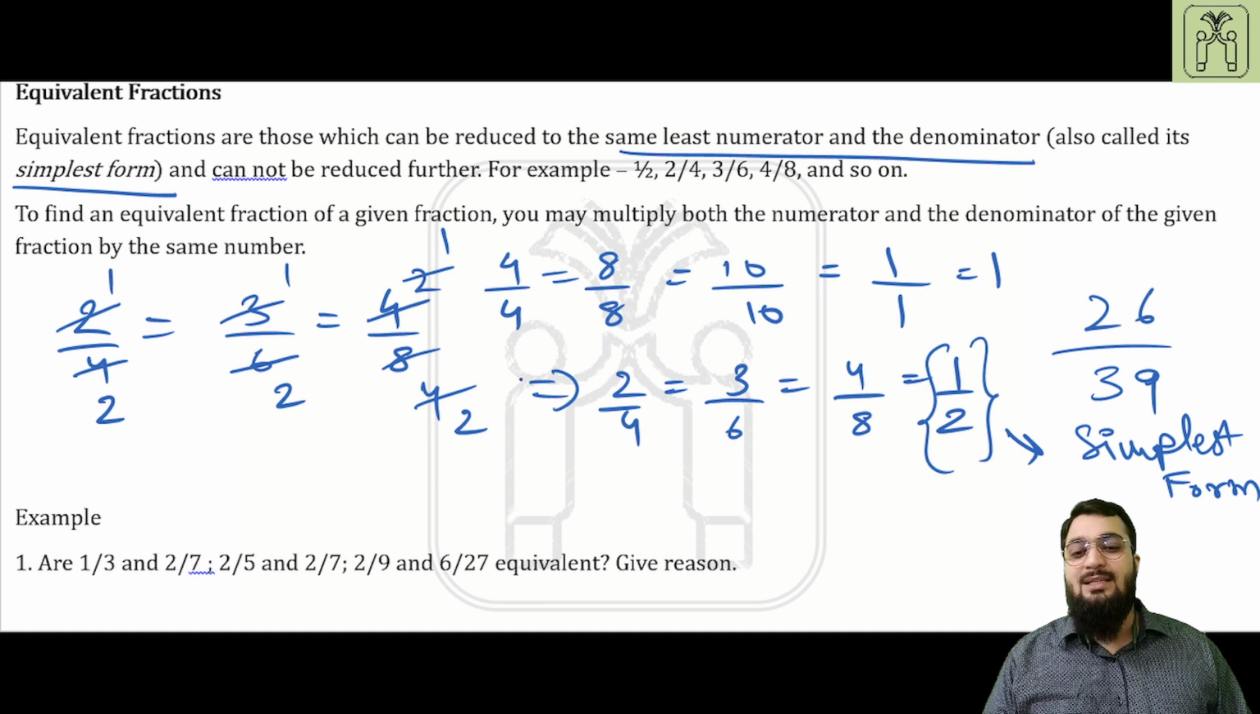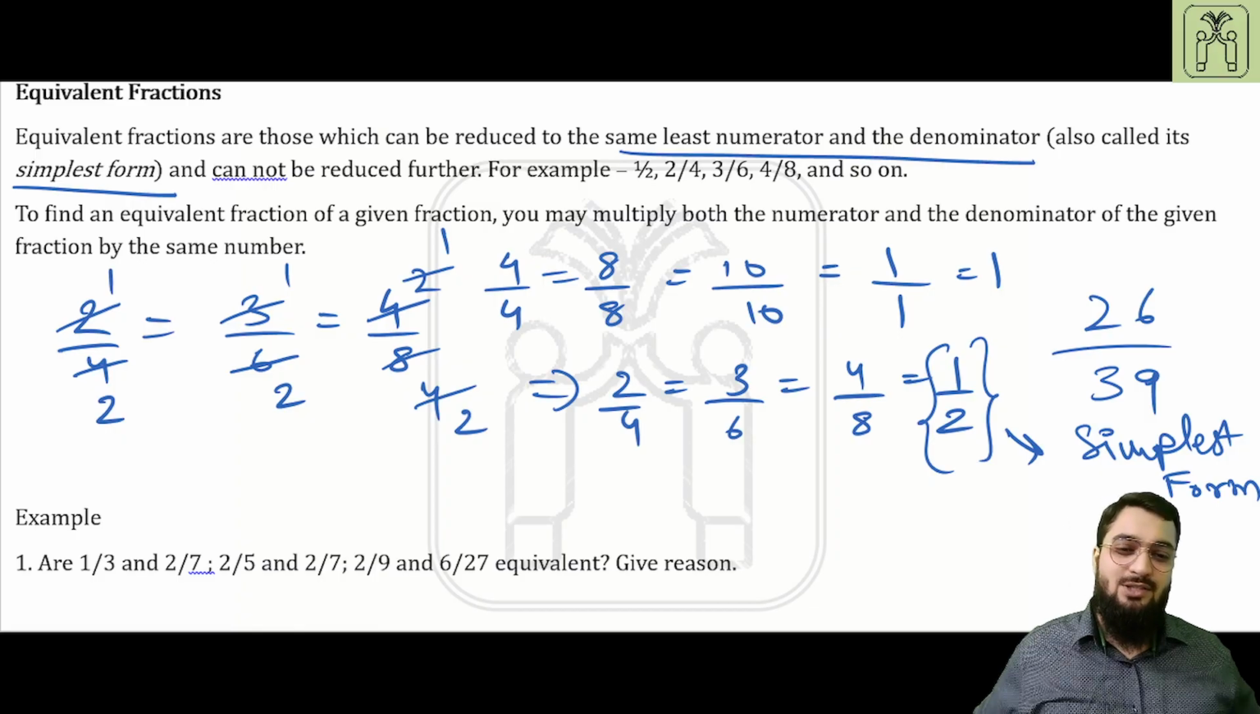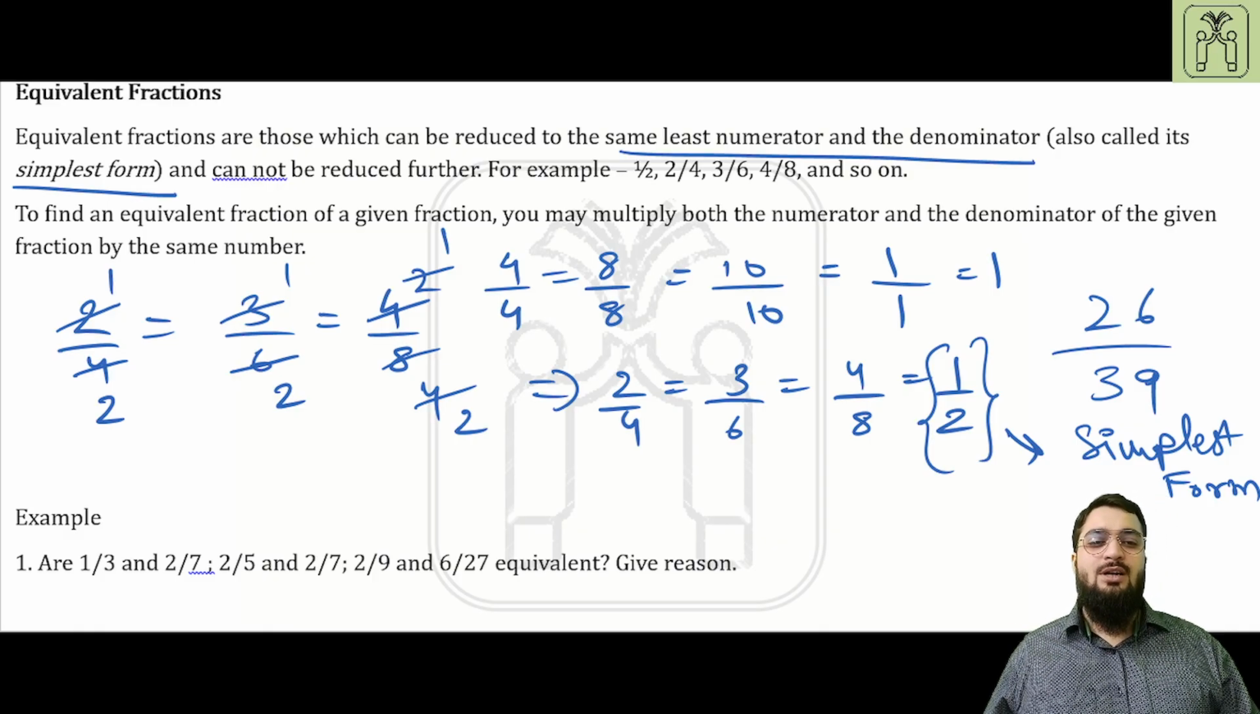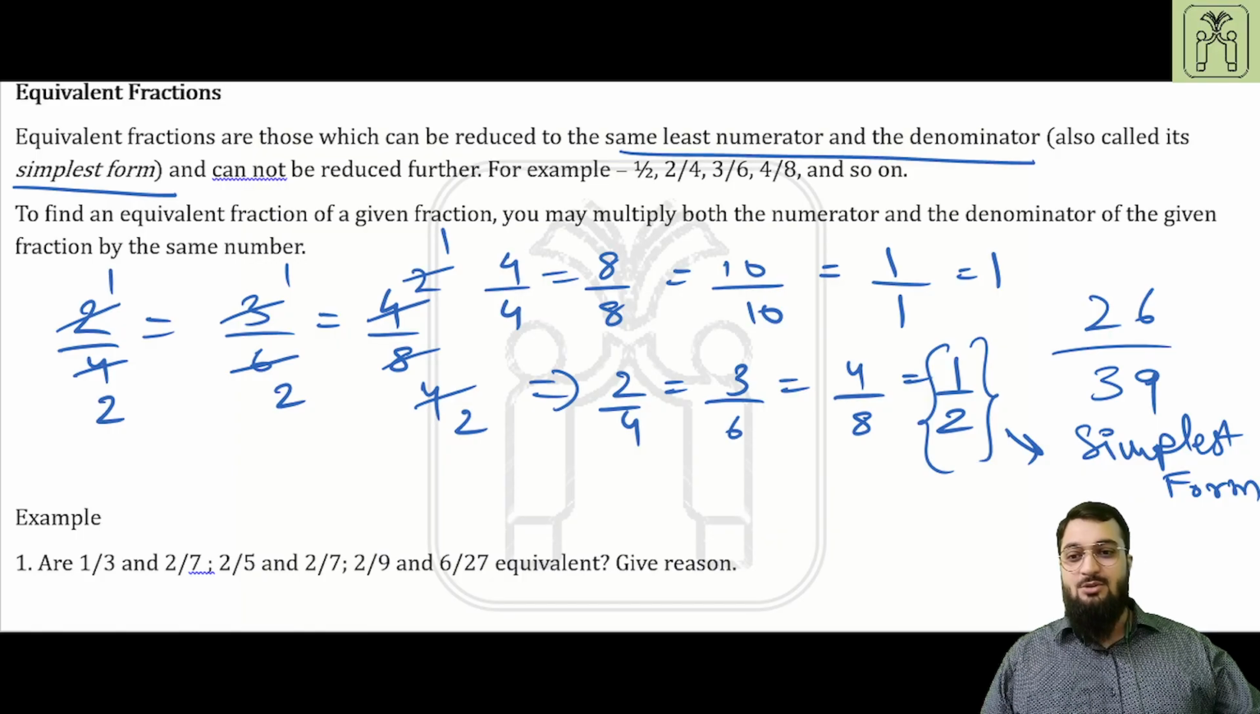and 2 upon 4, 3 upon 6, 4 upon 8, 8 upon 16, 9 upon 18, and so on are known as the equivalent fractions because they can be reduced to the same least numerator and denominator, which is its simplest form. So this is the definition and how we convert any number into its simplest form.